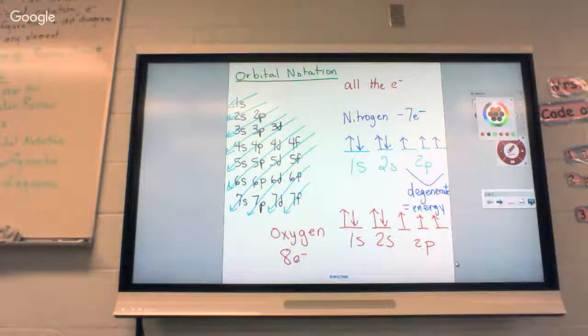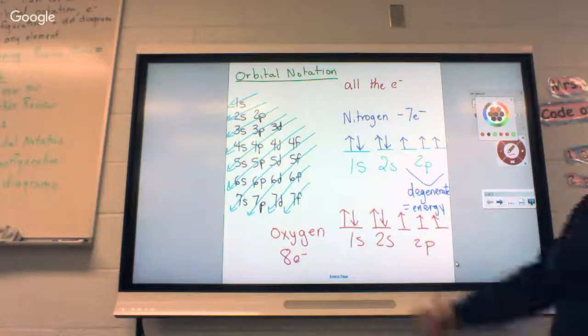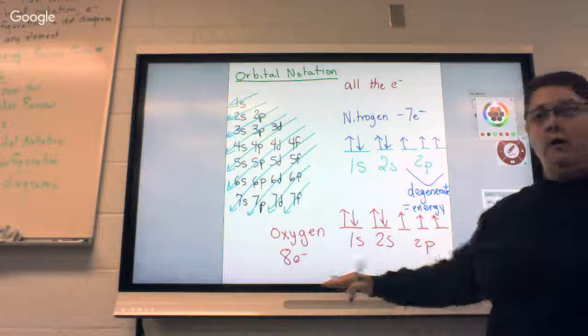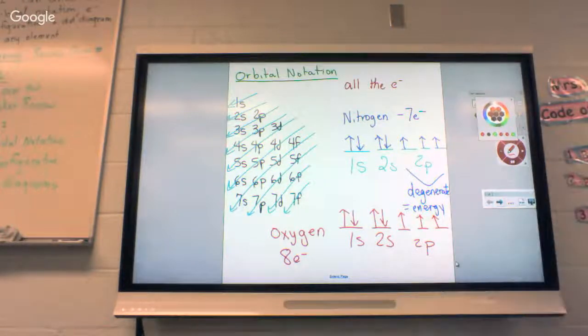What are we going to do with the 8th electron? Are we going back to the chart and getting another room? Or are we adding it to the 2p? What do you think, Alexa? Why?